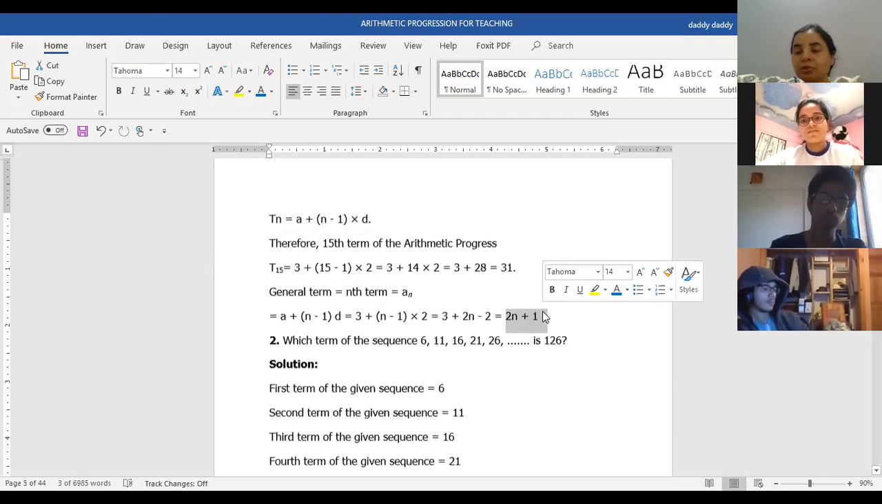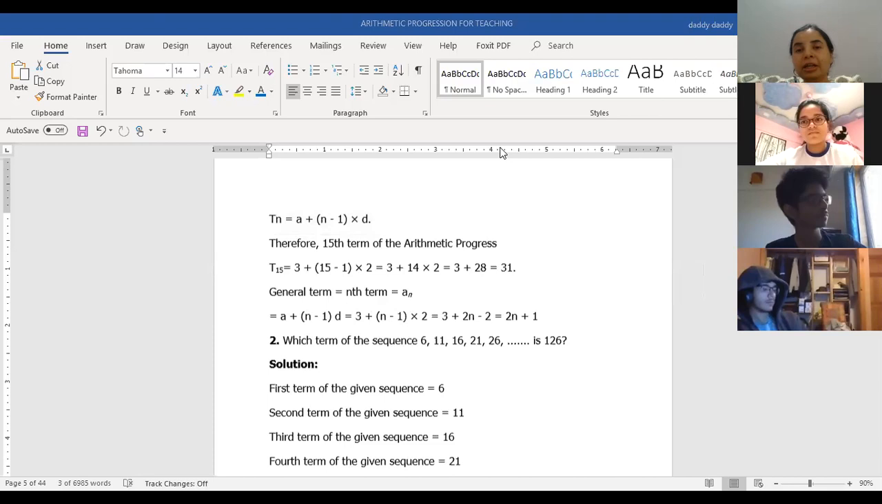And I told you the utility also of this: if you have the general term, then you can calculate any specific term. You just put that place in place of n. Let's say if I want to calculate the 8th position number, in place of n I'm going to just put 8, and 2 into 8 plus 1 will be 17. So 17 will be there on the 8th place. So that is the importance of the general term.